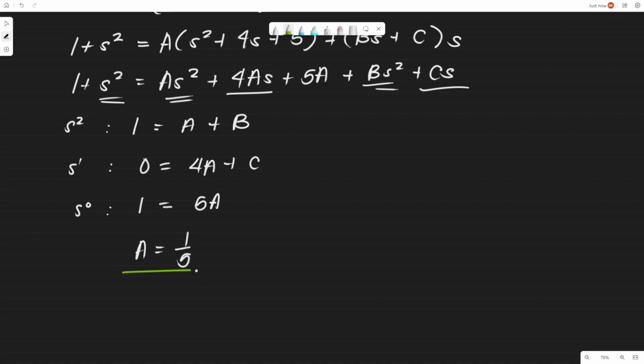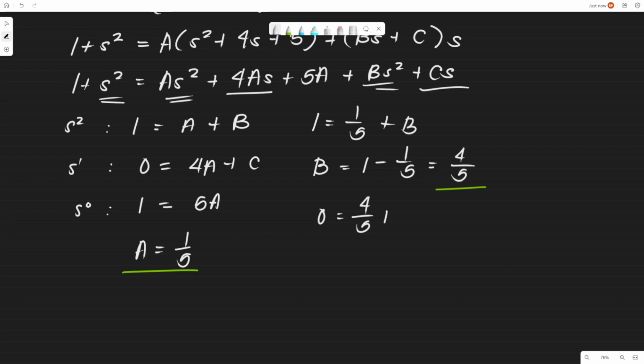So, okay na to. Next, for B, substitute mo si A dito sa equation number 1. So, we have 1 is equal to 1 over 5 plus B. So, B is equivalent to what? So, we have 1 minus 1 over 5. That's equivalent to 4 over 5. Diba? Ayan. So, for C, substitute natin si A kay 4A dito. So, we have 0 is equal to 4 over 5 plus C. Obviously, C is equivalent to negative 4 over 5.